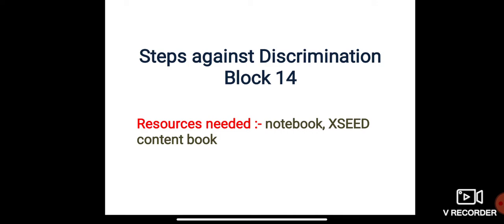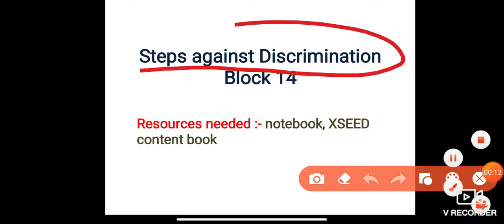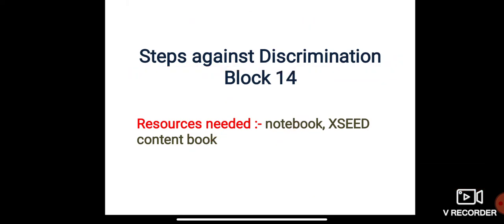So today, from block 12, step against discrimination. This will be the last topic of our discussion from block 14. Okay. So resources needed for our class for today is your notebook and your textbook. So please get ready with your textbook and your notebook as well.